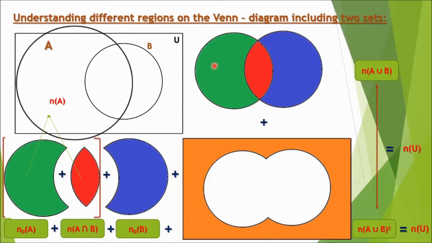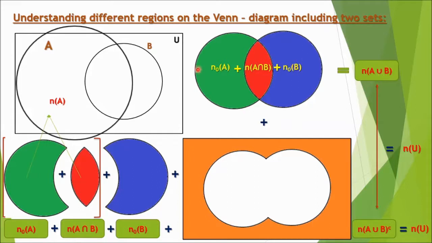Now here, if you see in this figure, concentrate here, the green part is only A, the red part is A intersection B, the blue part is only B. If we add all these three parts, then we are going to get n(A union B). So how many formulas are there? There are four formulas, and all these formulas will be summarized in the next slide.